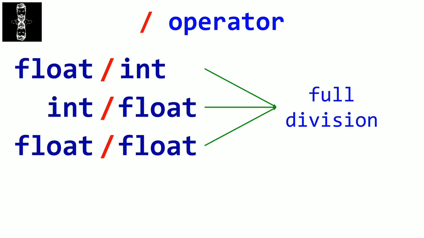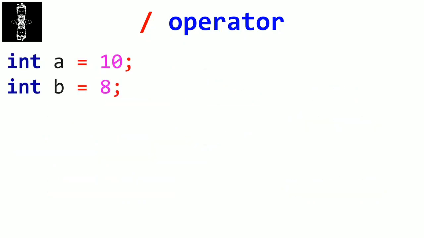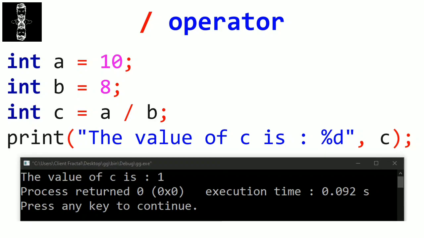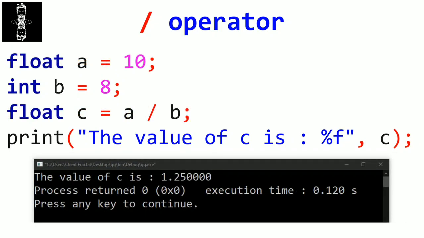But if both of them are integers, we will get an integer as a result, which is the quotient of the division. So if we divide 7 by 2, we get 3, which is the quotient, except if we do a typecasting, as we will see in the next video. Now let's see 2 examples about it. If we keep the same variables a, b, c with a equal to 10 and b equal to 8, here they are both integers. So if we calculate the division of a by b, we get the quotient, which is 1 in this case. But if we change at least one of them to a floating point number, we get 1.25.